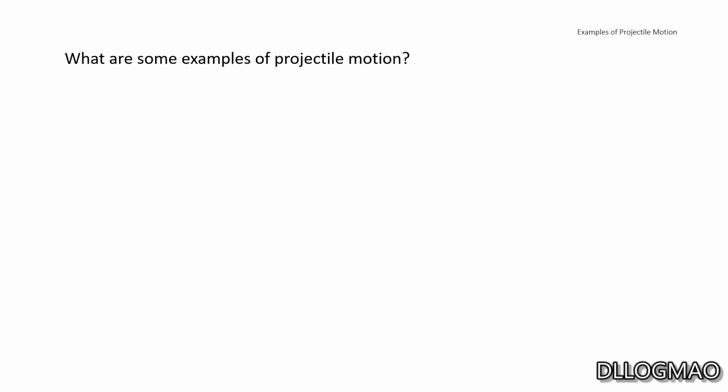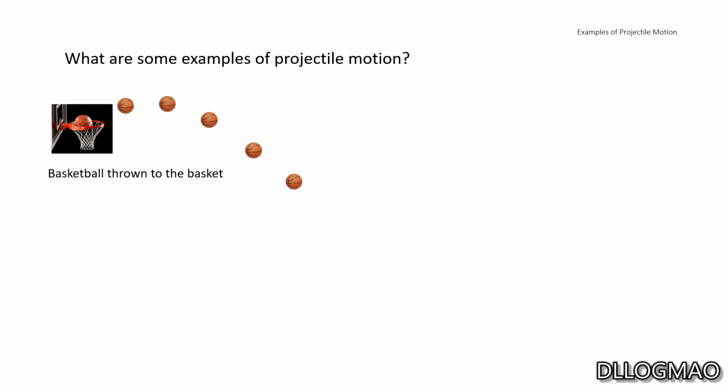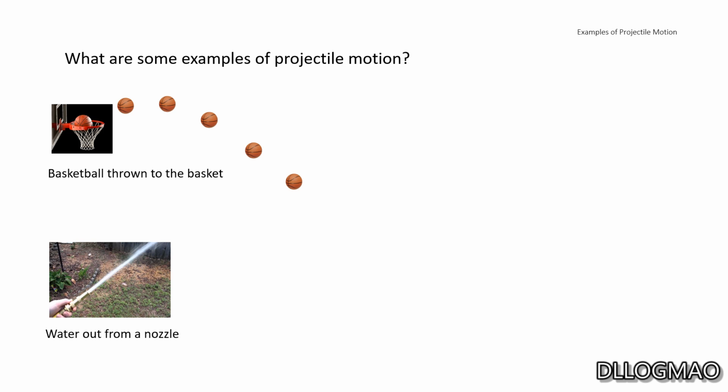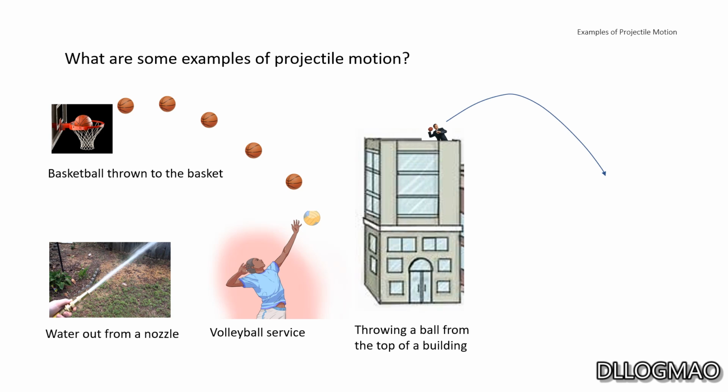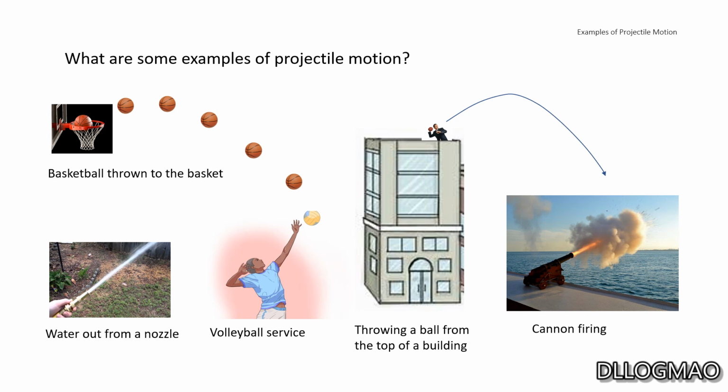What are some examples of projectile motion? The motion of the ball thrown to the basketball. The motion of the water coming out from a nozzle. A volleyball service. And many other sports show projectile motion. When an object is thrown at an angle from the top of a building, and the motion of a cannonball fired.